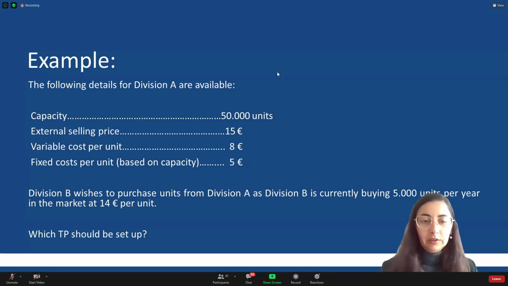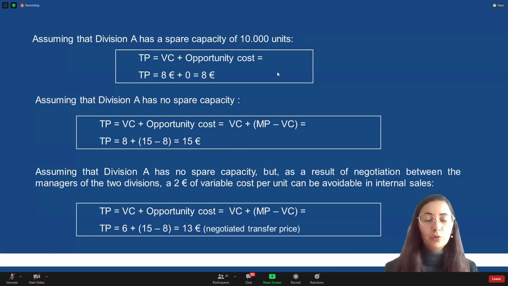And now we have here the two options. If we have spare capacity, the transfer price was 8. If we have no spare capacity, the transfer price is 15 per unit.